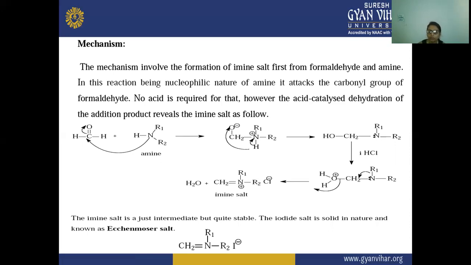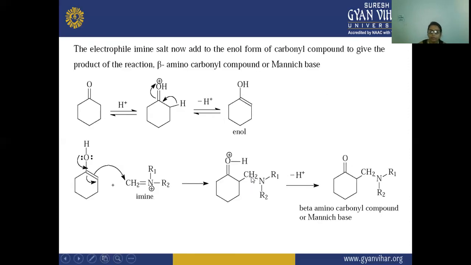The iodide salt is solid in nature and known as your Eschenmoser salt. So this is your iodide salt, and this is your chloride salt. The electrophile iminium salt now adds to the enol form of the carbonyl compound to give the product of the reaction, the beta amino carbonyl compound or Mannich base. So here you will see this is reacted with this imine, and this is where the beta amino carbonyl compound or your Mannich base is formed.